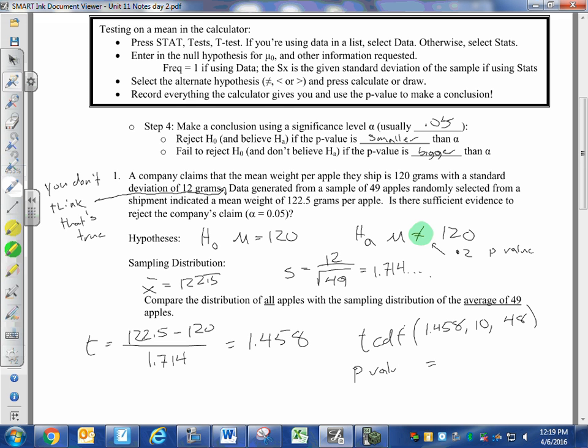This is a p-value even though it's a tcdf. It's a probability value. It's a probability that something like this would occur if this was true. Now we multiply that by 2 since we have the does not equal to. And we get 0.1513 or something. This is our p-value.